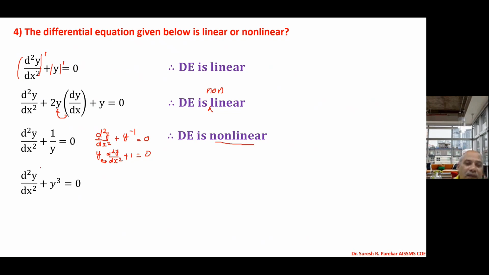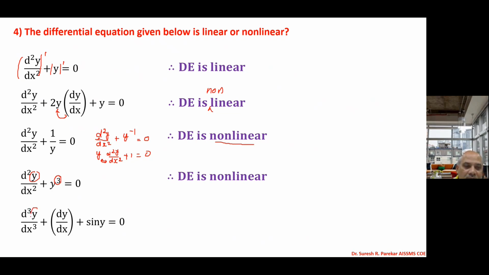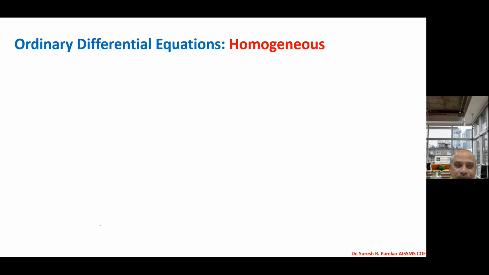Here you can see the dependent variable we have is y, and here we have y cube, and this equation is also non-linear. So you can see over here, the dependent variable we have is y. The degree of the equation is 1, order is 3, and power of these quotients we have is 1, but here we have sine of y, a transcendental function, and therefore this is again non-linear. So likewise we have to check whether the given equation is linear or non-linear.